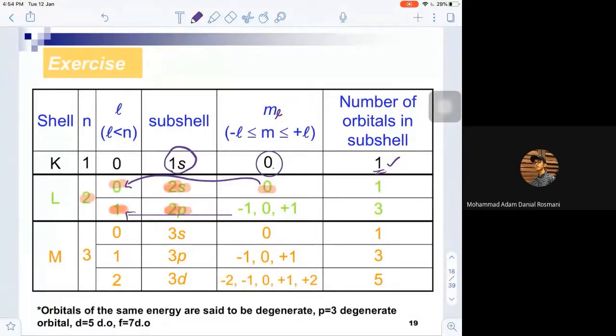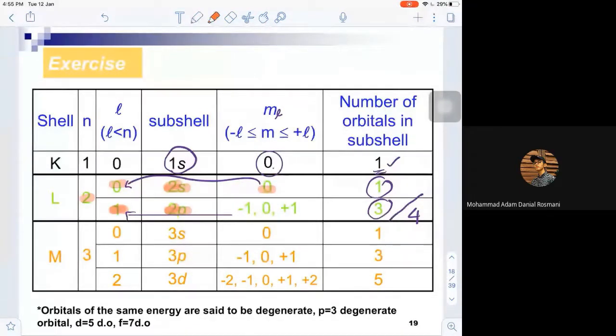So when L is 0, ml is only 0, so the number of orbitals in 2s is 1. We have only one orientation in space. As for the 2p orbital, since L is 1, ml will have 3 values, so we will have 3 orbitals or 3 orientations in space. So altogether at the principal quantum number 2, we have 1 plus 3, which is 4 orbitals at the second level, at n equal to 2.